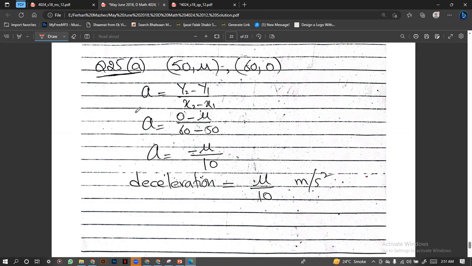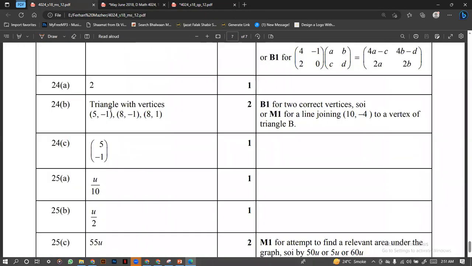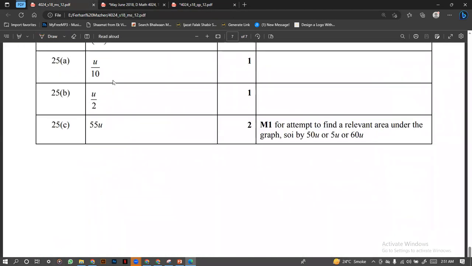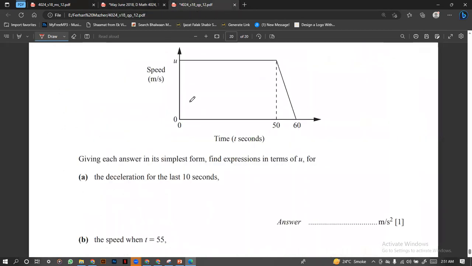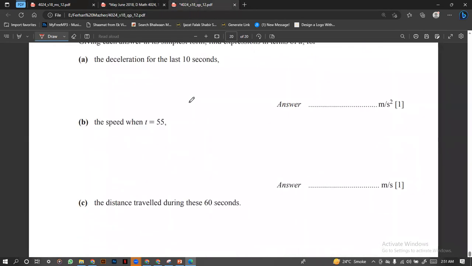Why am I not writing the negative sign? The reason is the word deceleration itself means the negative. So u by 10 is the answer. Question number 25, A part, u by 10 is the right answer. This is the solution. Okay, so we are going to question number 25, B part.